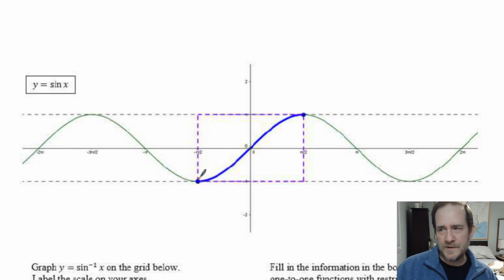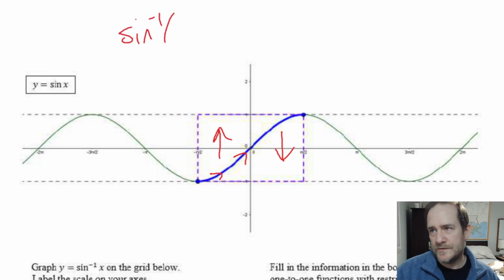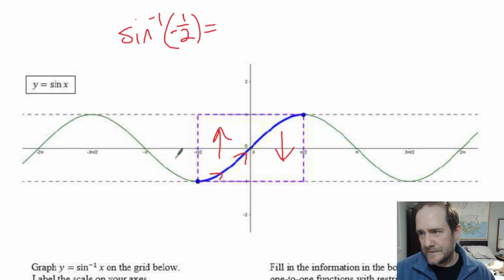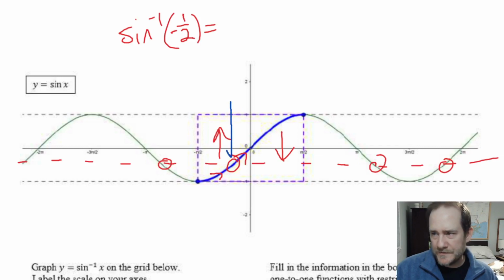We spent a whole day talking about how this thing was increasing and concave up, and then concave down. You just don't need to know any of it. You just need to know that if you're trying to evaluate an inverse sine expression, such as the inverse sine of negative 1/2, then where does sine equal negative 1/2? The unrestricted function equals negative 1/2 in a whole mess of places, like here and here, but also here and here. But you can see by this highlighted bit that the only acceptable answer is the one that lives between negative pi over 2 and pi over 2.